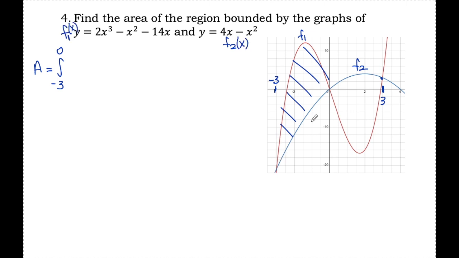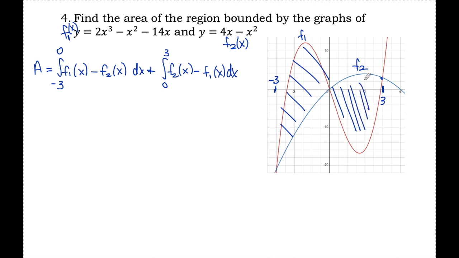So this first section from -3 to 0 is going to be f1 of x, the cubic function, minus f2 of x, that parabola. Plus, I still need the integral from 0 to +3 of the parabola, which we're calling f2, minus that cubic f1. So this second integral is going to calculate this shaded region for me so that I can get the area of both of them combined.